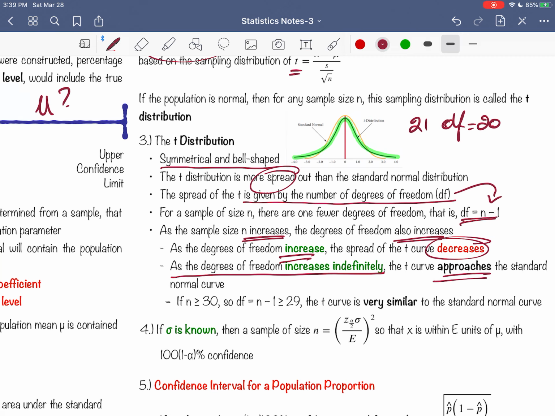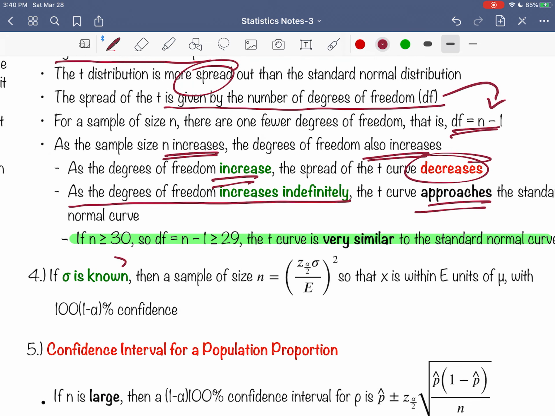And we can really see that starting to happen as soon as your n is large, meaning greater than or equal to 30. A pleasant consequence of actually knowing sigma is being able to calculate the sample size n that is needed so that your confidence interval is within some value of E, the margin of error.